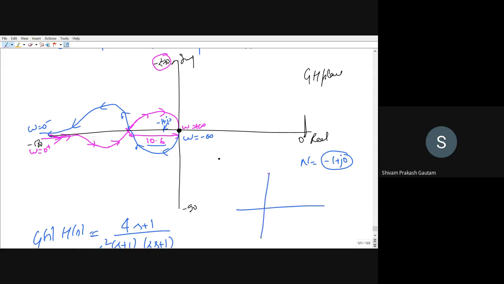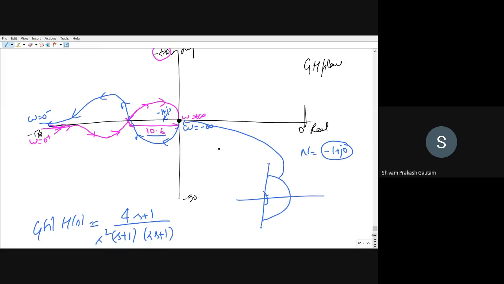If I draw the Nyquist contour, so this was our Nyquist contour. If you map it, the mapping of the bigger semicircle will be simply a dot in the GH plane. Now we will map the smaller circle. How will we map? We will substitute the limit.